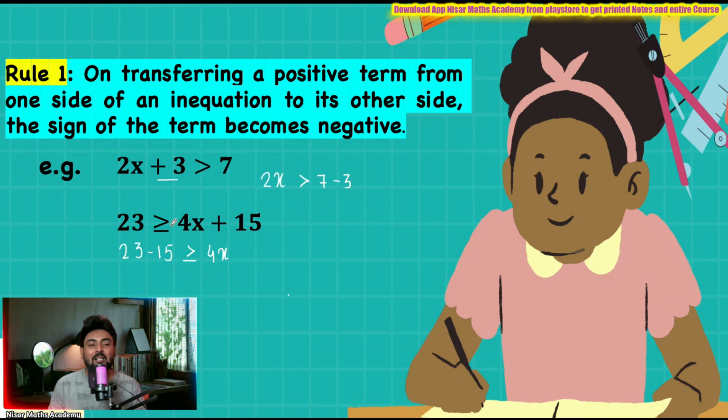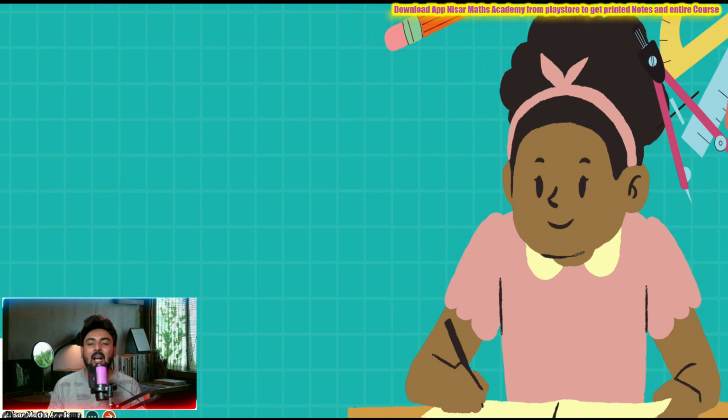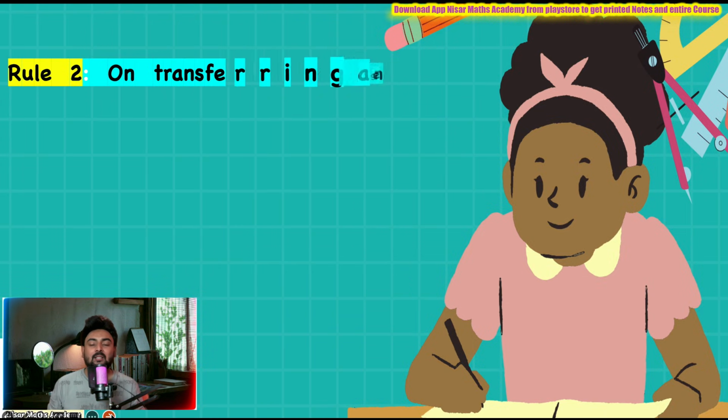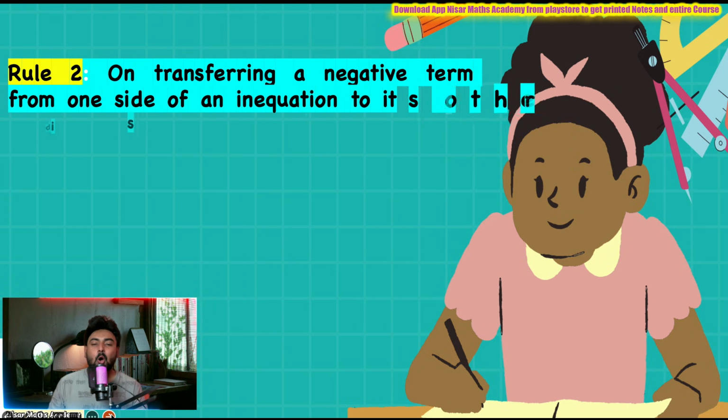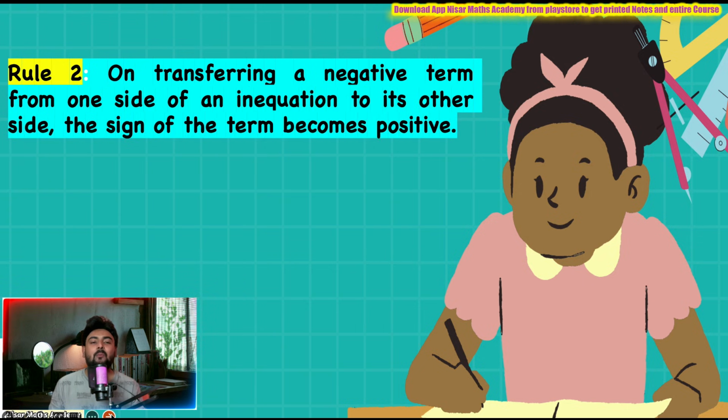Let's move ahead to see rule number 2. Yeah, so let's see. Rule number 2 is on the screen. On transferring a negative term from one side of an inequation to its other side, the sign of the term becomes positive. Negative will become positive and positive will become negative. Rule number 1, positive when it goes to the other side becomes negative. Rule number 2, negative when it goes to the other side becomes positive. Okay, same as in linear equation. Let's see with the help of an example.